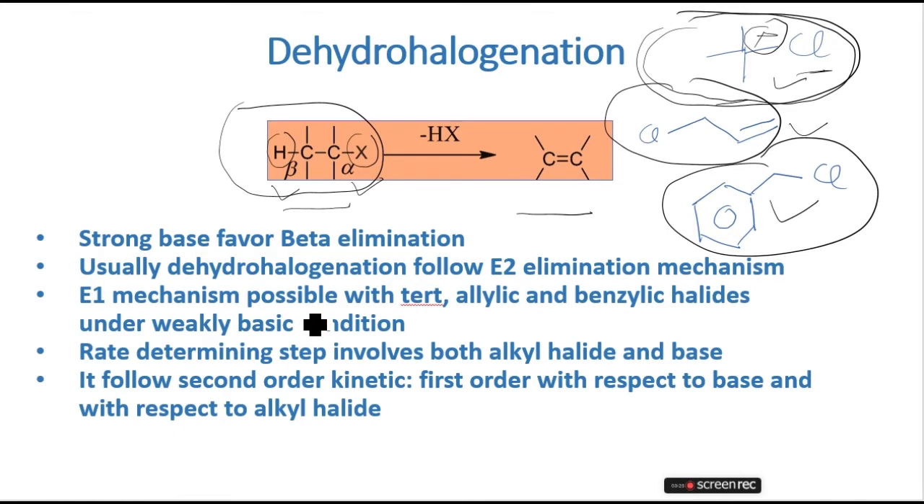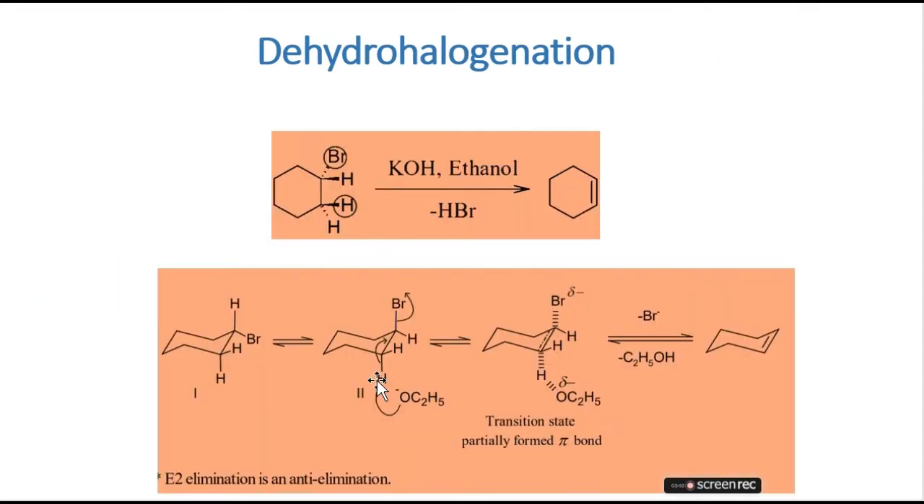So what is the rate determining step for this? The E2 mechanism follows second order kinetics, first order with respect to the base and first order with respect to the alkyl halide. In detail we will discuss in the next slide.